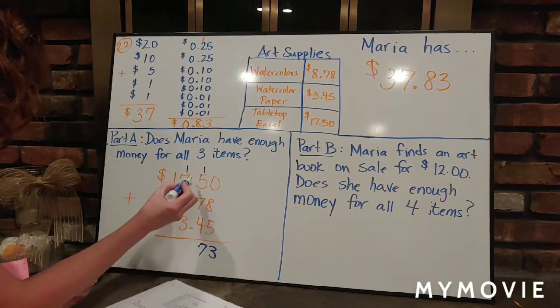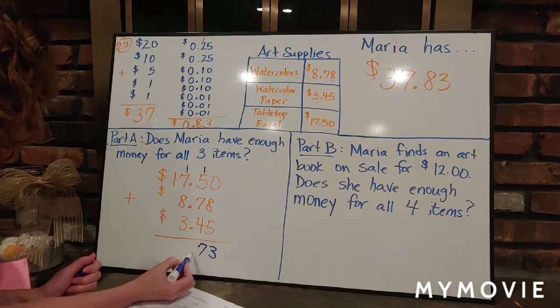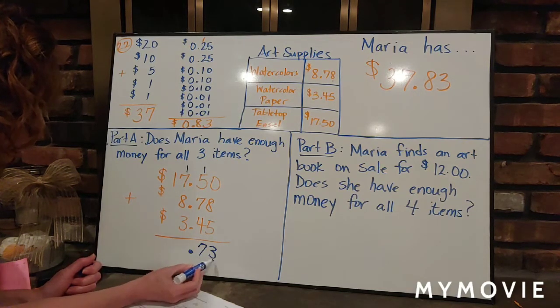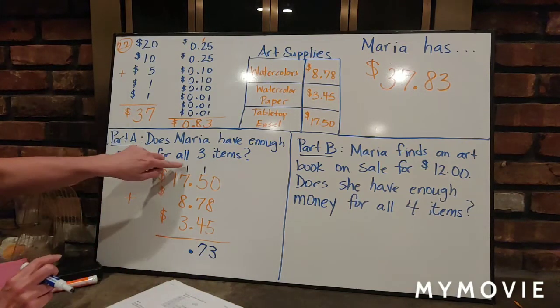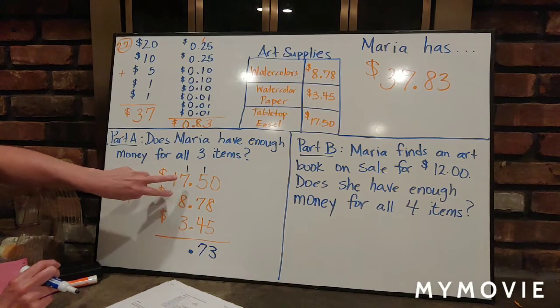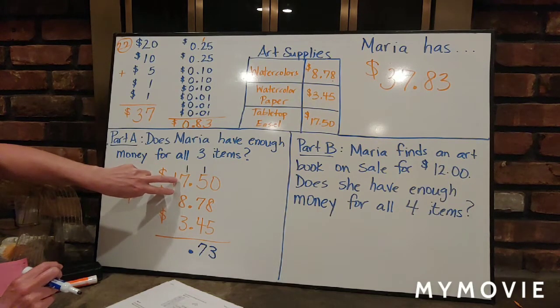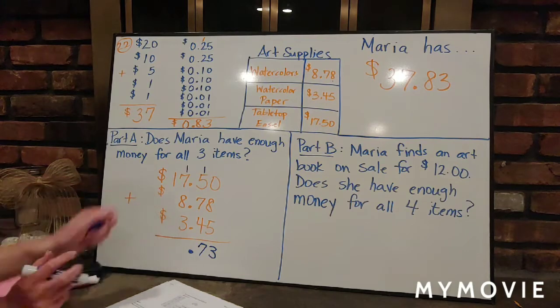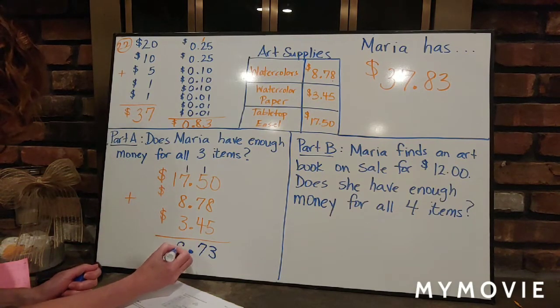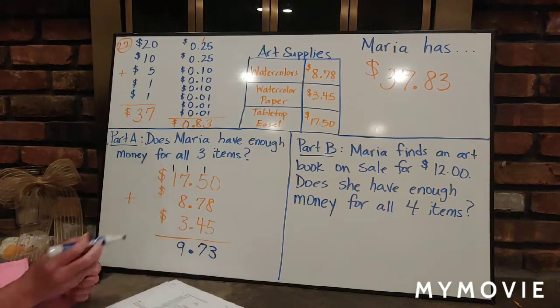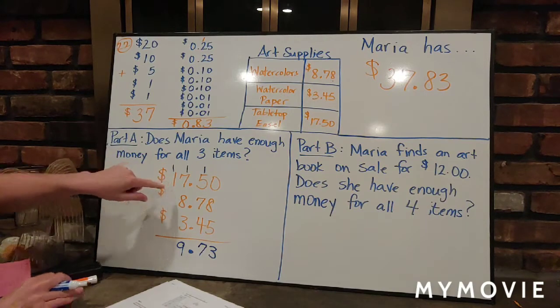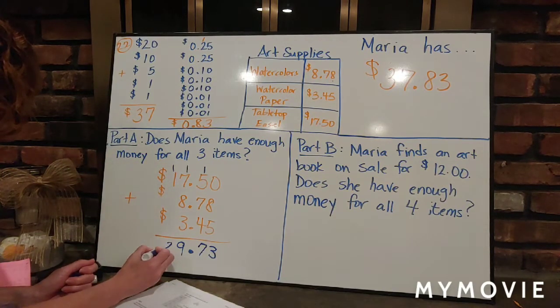Okay, before we go to that column, we have to bring our decimal point straight down. So this is our cents, remember. 1 plus 7 is 8. Oh, look, then we have 8 and 8. Double 8's 16, plus 3, 19. And 1 plus 1 is 2.